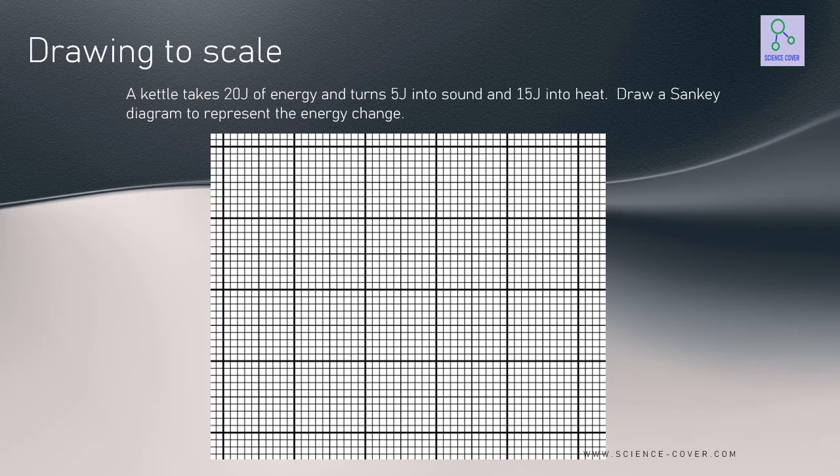Sometimes you're asked to draw a Sankey diagram to scale. Now to do this you have to look at how much energy is going in. So we've got 20 going in, and we know that 15 is turning into heat, and we're wasting 5 as sound. So those numbers are important because we're going to draw the arrows to those sizes. So the first thing, we've got 20 joules going in, so I'm going to use 20 squares.